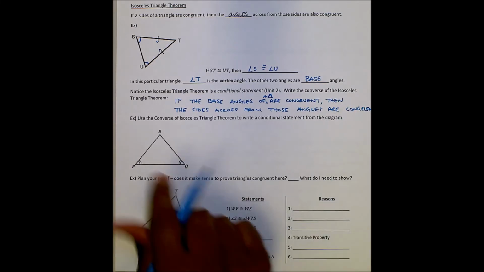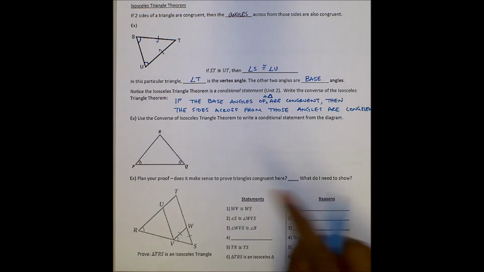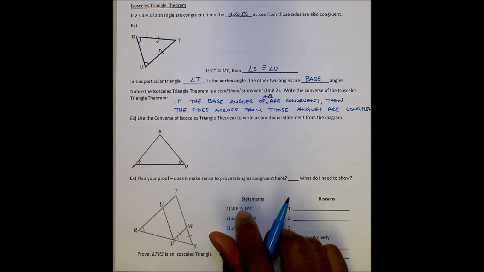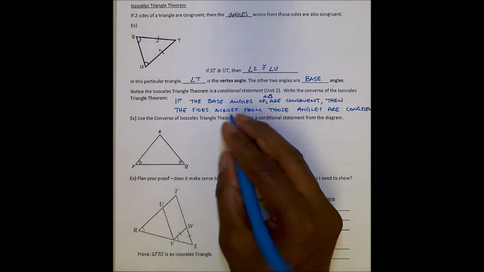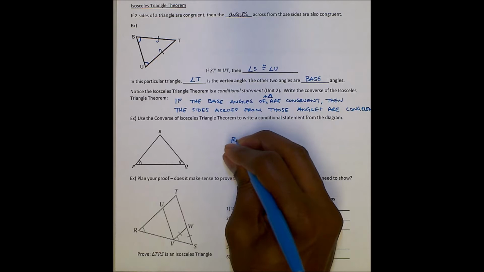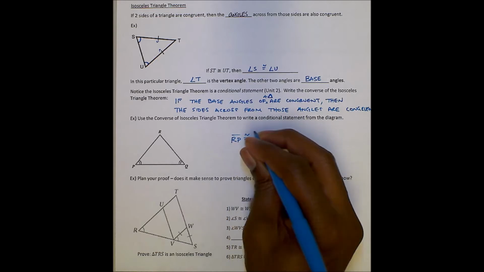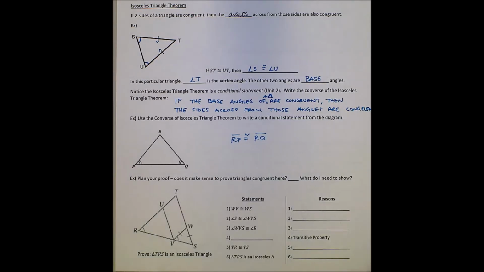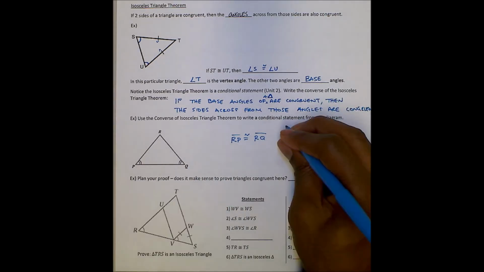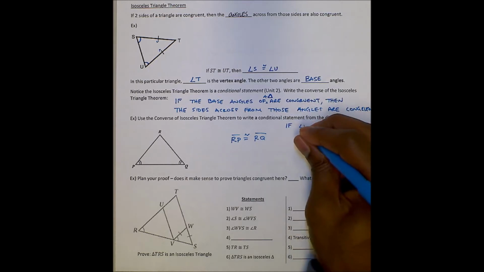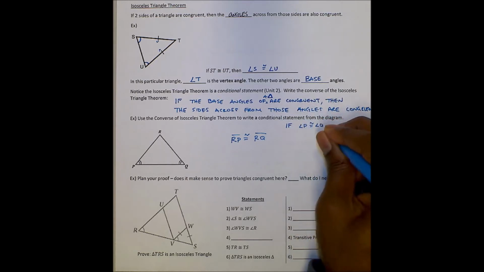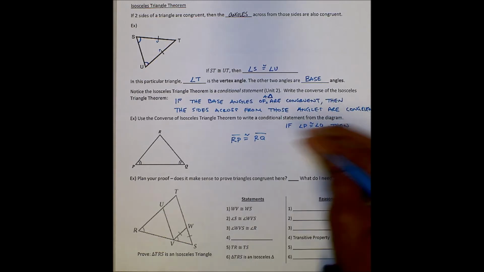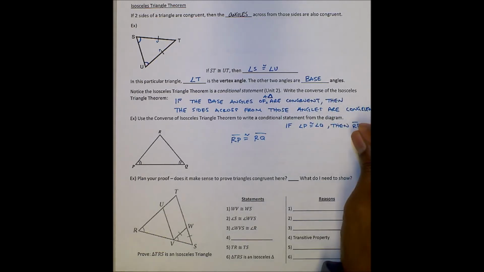So we have this triangle where we have base angles. Angle P is congruent to angle Q. We can tell by the markings. And so if we know that, then we know that RP is congruent to RQ. The conditional statement would be: if angle P is congruent to angle Q, then RP is congruent to RQ. So we made that into an if-then statement.